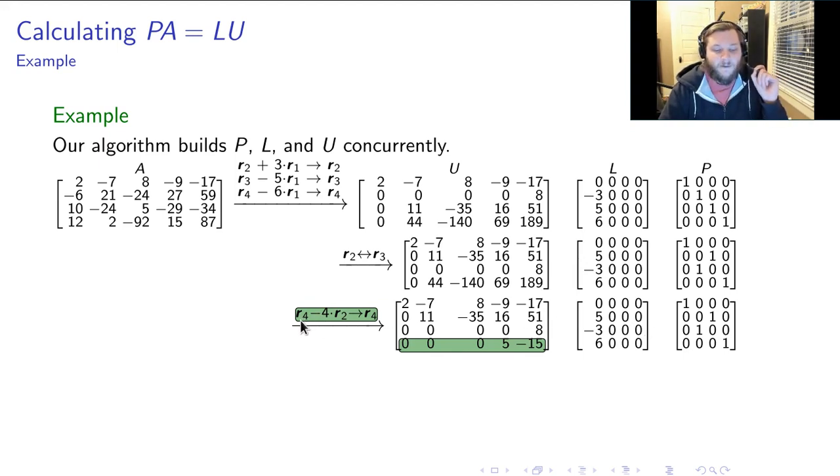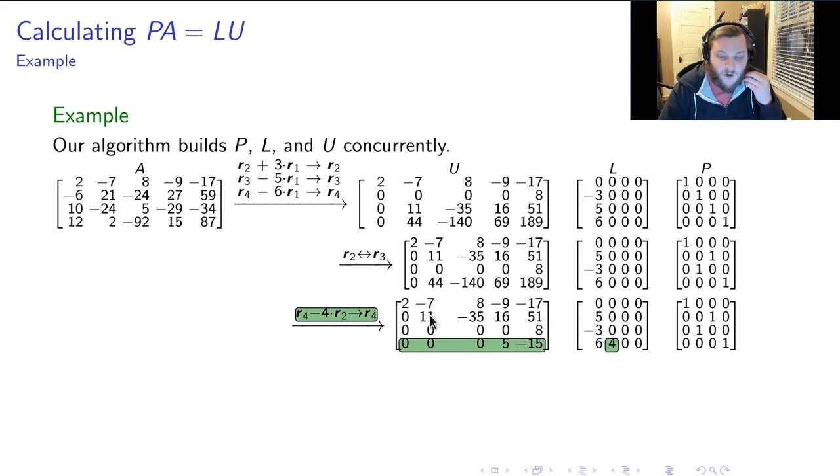Remember, I'm manipulating row 4 using row 2, so this means I go to the 4, 2 location of L, and I insert negative, negative 4, which is just equal to 4. This was an elimination step, so I don't change P in this step. Now my second pivot is totally legit. Everything below it is equal to 0.